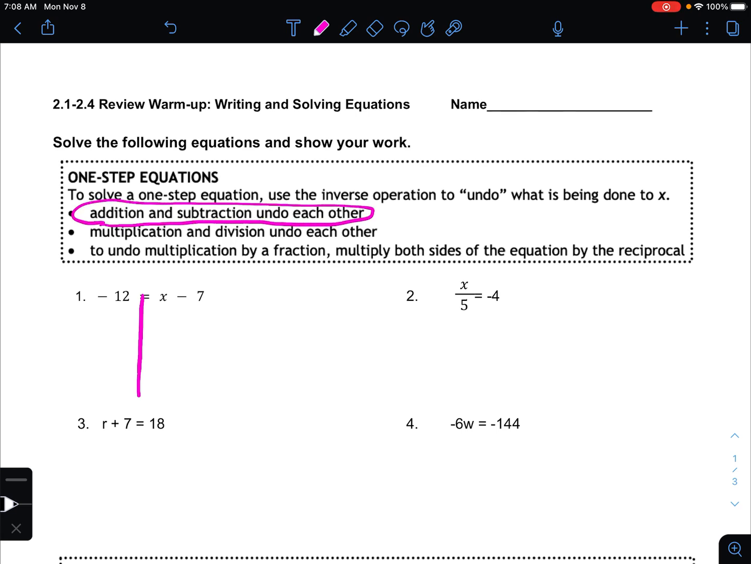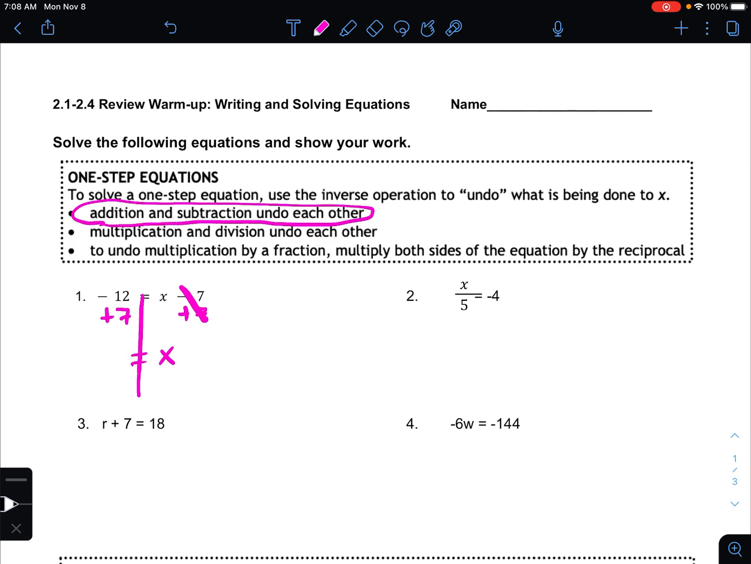Okay, so we see a subtracting of 7. So to undo that, remember, we're trying to get x all alone here. We're trying to get rid of the numbers that are on the same side of the equation as the x. So we're going to undo the operations that we see. Negative 7 plus 7 is 0. So we have x plus 0, or just x left on the right side.